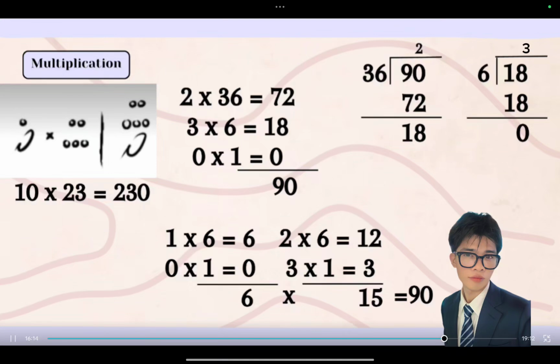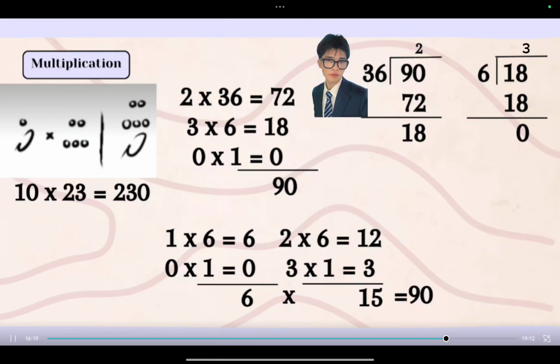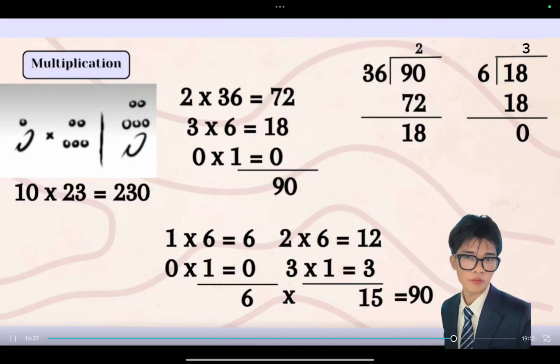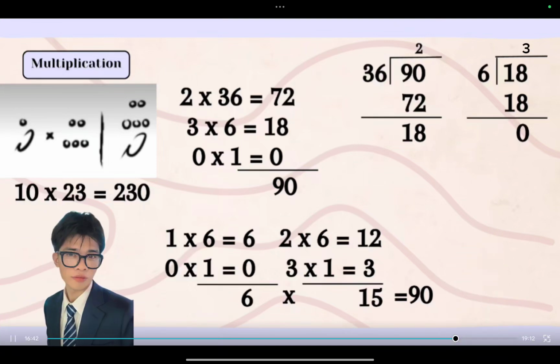Since we are working in base 6, we then convert 90 back into base 6. To do this, we see how many 36 fit into 90. That gives us 2 with a remainder of 18. Next, we see how many 6's fit into 18, which is 3 and no remainder left. This means 90 is written as 230 in base 6. So the final answer to 10 times 23 in base 6 is 230.